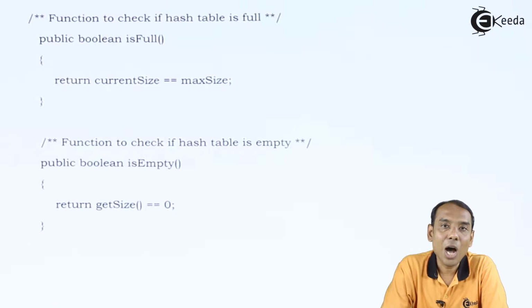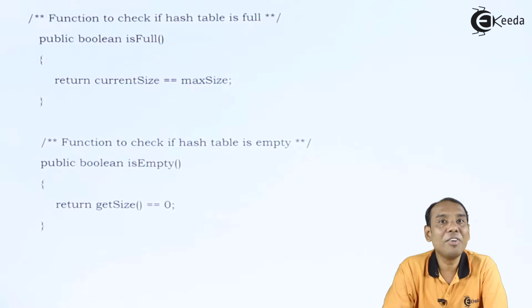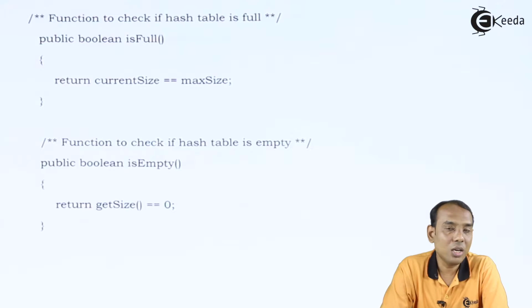Now we will discuss how to check whether the hash table is full or not. If it is full, we cannot insert a value into the hash table, and if it is empty, we cannot delete a value from the hash table. Hence we need to check whether to insert or delete a value depending upon whether the hash table is full or empty. Let us discuss one by one.